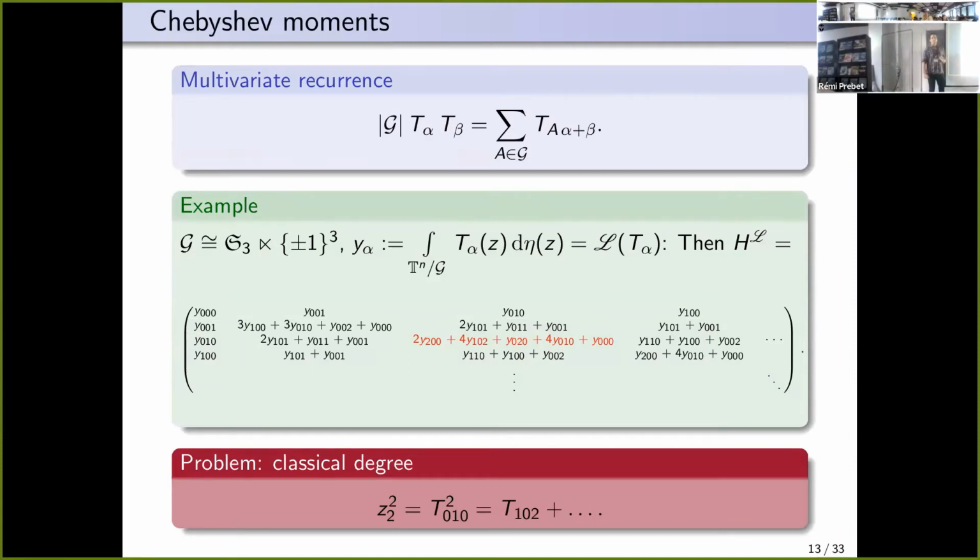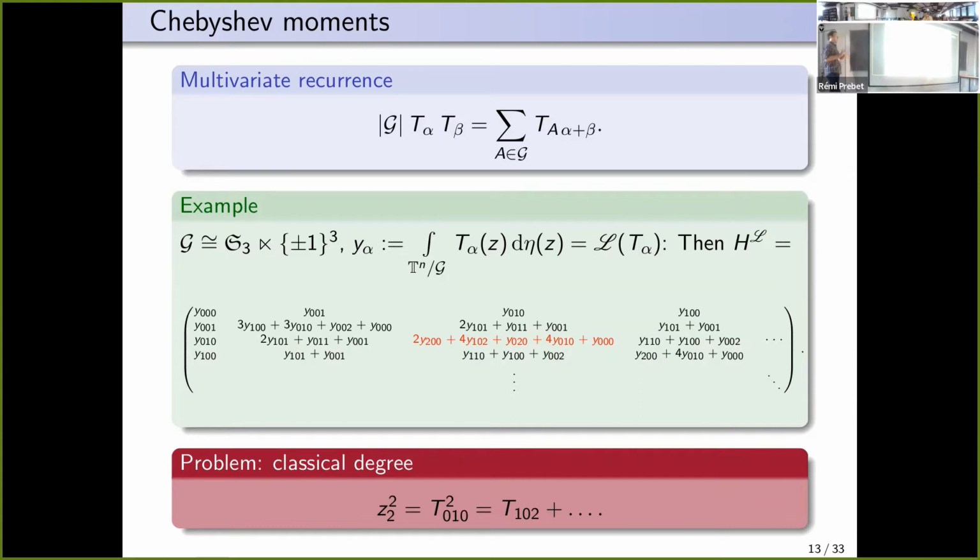Now, the next step of the relaxation is to truncate, right? We have this recurrence right here. Let's look at an example. This is our group, not so important. Let's say the y alpha are the moments. And now we write down this matrix. So the problem that arises is if you look at the 3×3 entry, we multiply the Chebyshev polynomial associated to (0,1,0) with itself. And now we suddenly obtain something that has as an integer vector absolute 1 norm 3. So how is this possible?